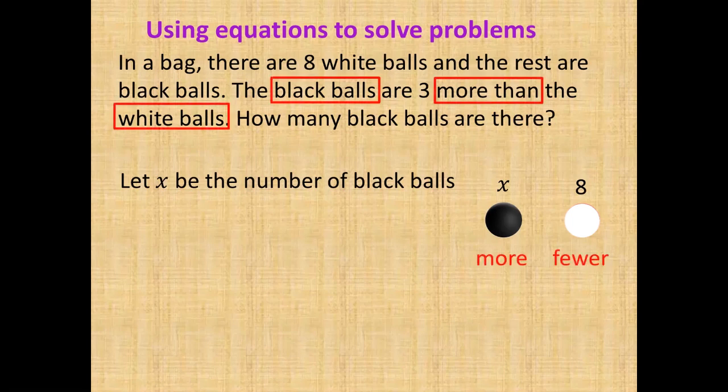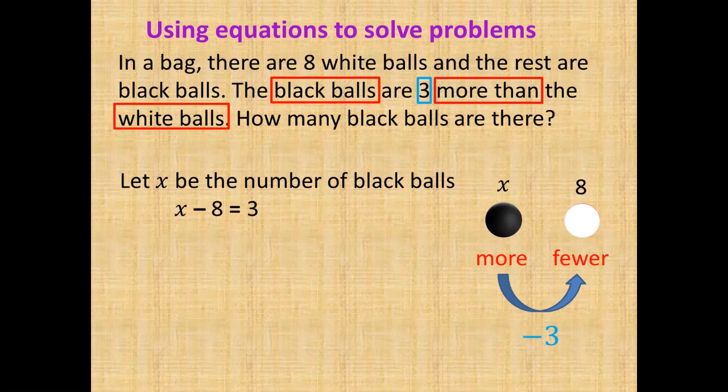It means that in this case, we know that the black ball is more. The number of black balls is more than the number of white balls, and the difference should be 3 balls. So if I need to find out the answer, we need to set up the equation like this. It means that x minus 8 equals 3, because we know that the difference should be 3.